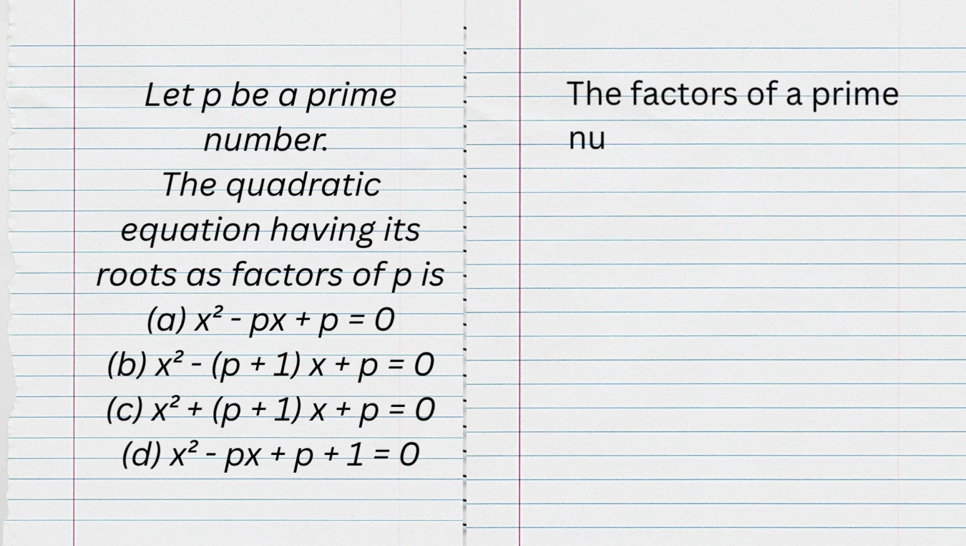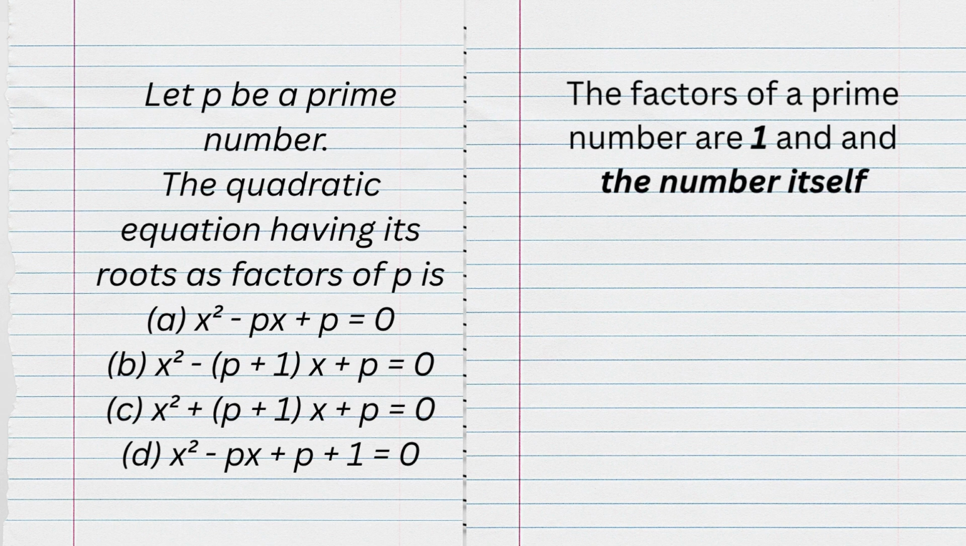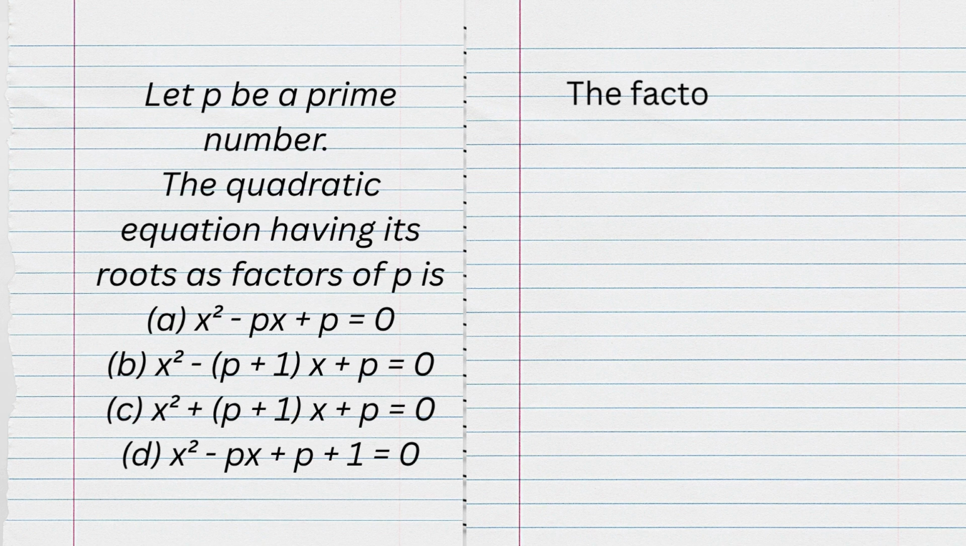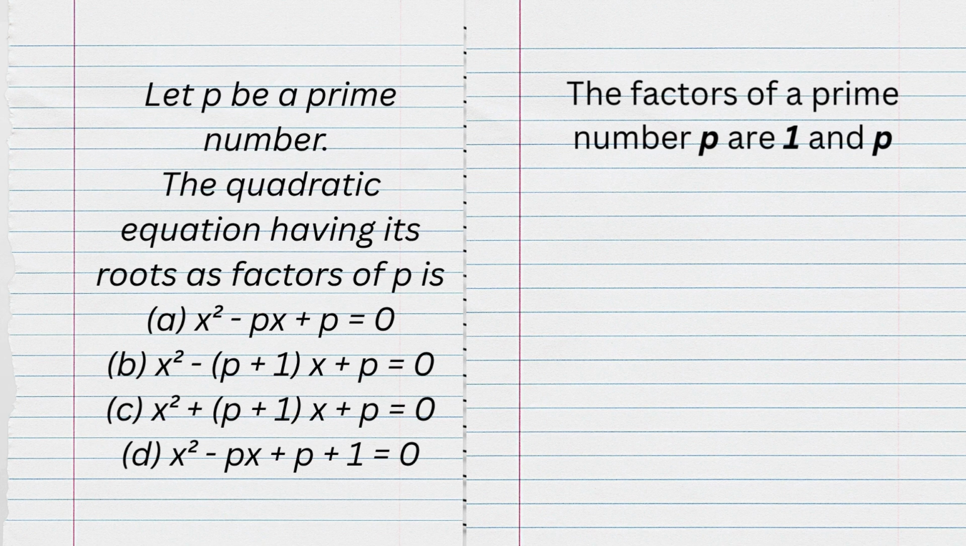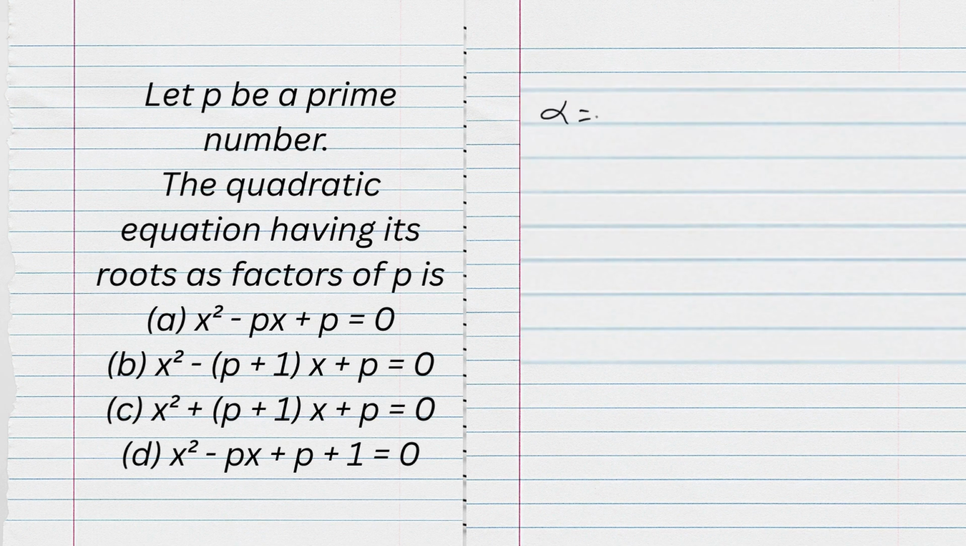We know that factors of a prime number is 1 and the number itself. So we can say that the factors of prime number p will be 1 and p. So let's take alpha as p and beta as the other root, which is 1.